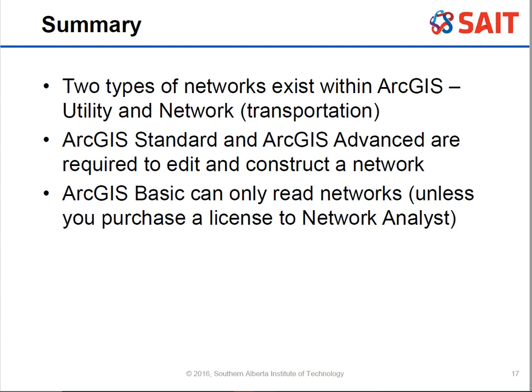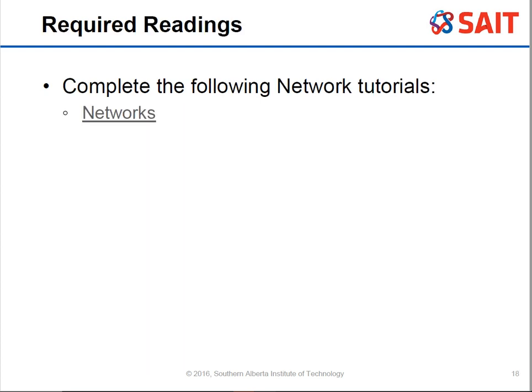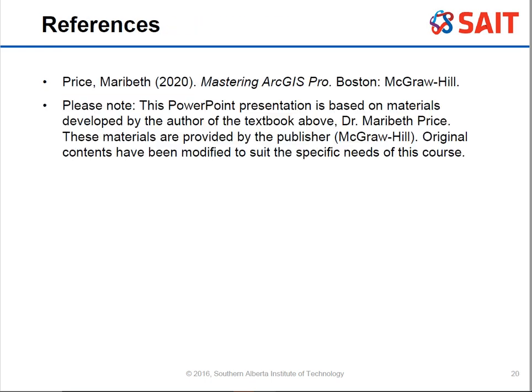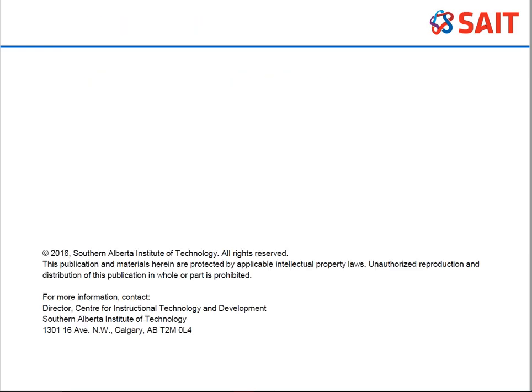So in summary, there are two types of networks that exist in ArcGIS. There's utility and there's network, and network is specific to transportation. ArcGIS Standard and ArcGIS Advanced are required to edit and construct a network. ArcGIS Basic can only read networks, unless you purchase a Network Analyst license. So if you have a standard license, you will be okay and you can do it. There's a tutorial on Esri's website, and you can go check that out there. And that is everything for this topic.